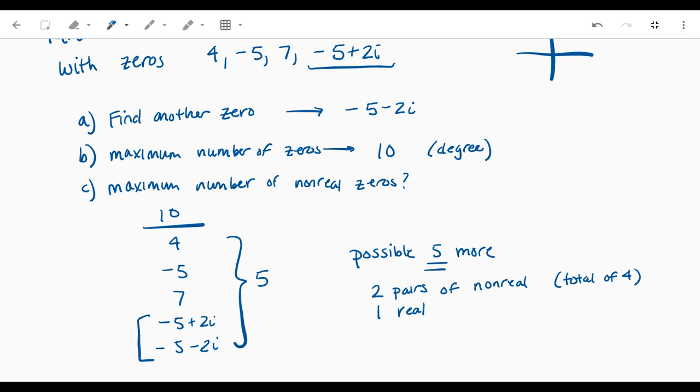And then don't forget the 2 that I already have. Okay, so I have 2 here and a possible 4 more, so 6. Okay, is my maximum number of non-real. All right, that's kind of a fun one. All right, moving on.